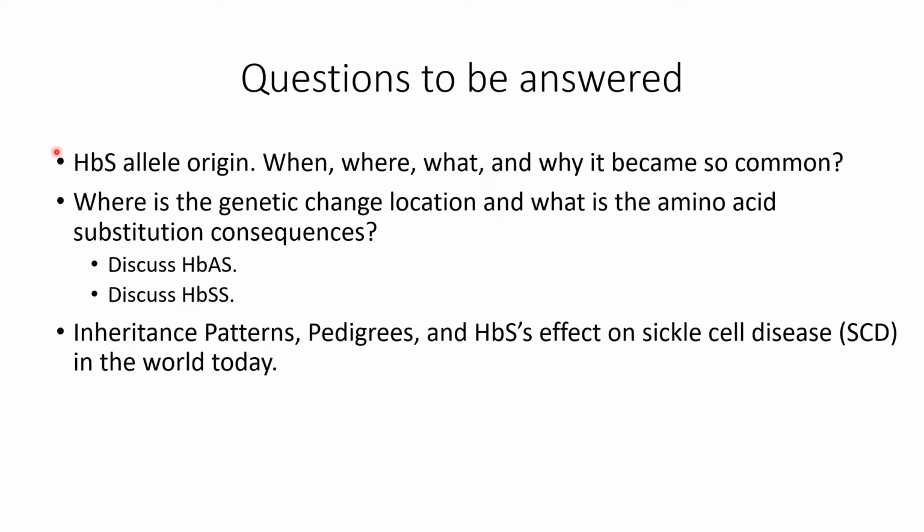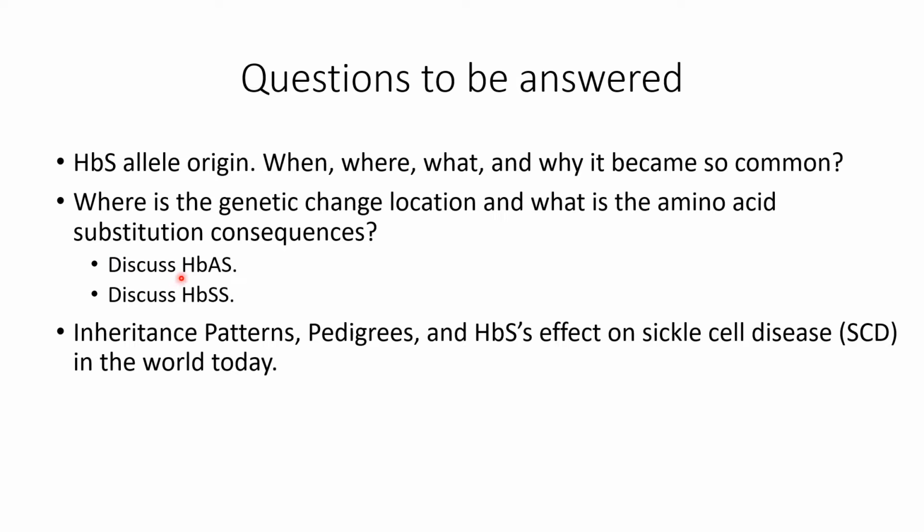So in this video, the questions that will be answered cover the HbS allele's origin. We'll cover when it occurred, where it occurred, what happened genetically, and why it became so common afterwards. Part of those answers will lie in where this genetic change is located. It causes an amino acid change, and the substitution in amino acids has consequences.